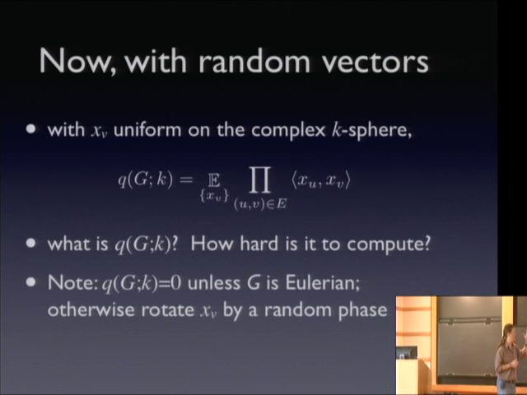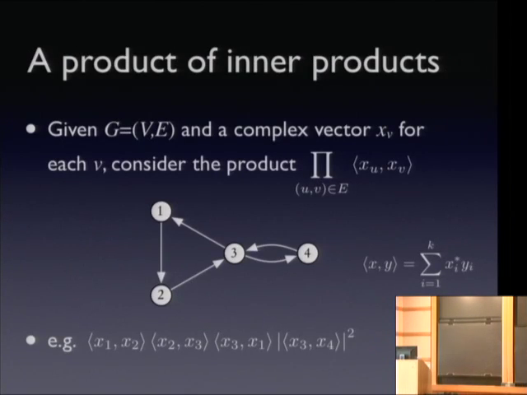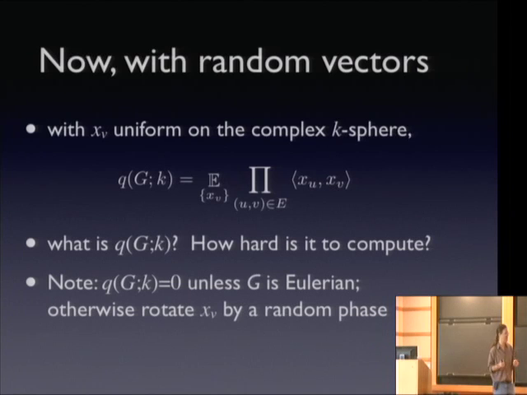So what is this beast? How hard is it to compute? One thing I should mention is that it's 0 unless the graph is Eulerian like this one, because I could multiply vectors by a random phase and zero things out unless I have an equal number of things appearing conjugated and unconjugated at each vertex.